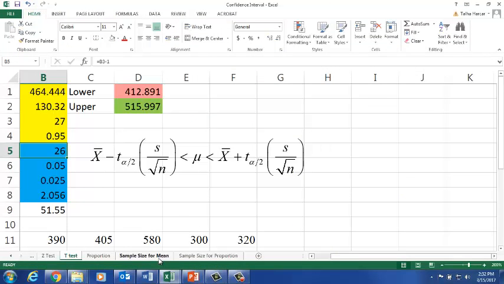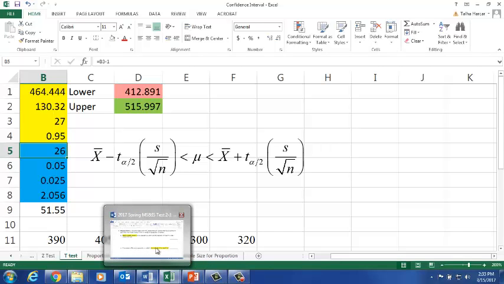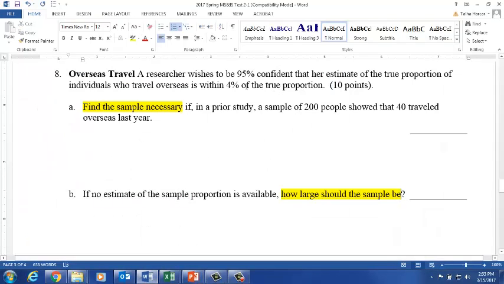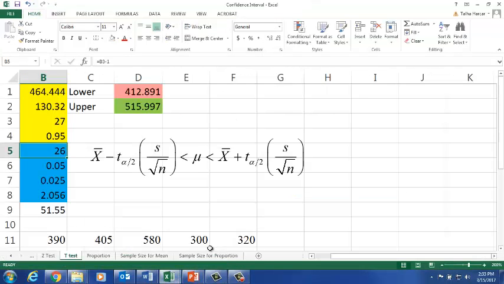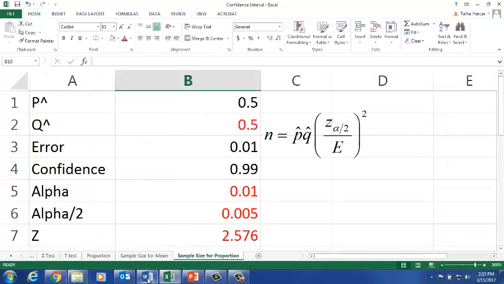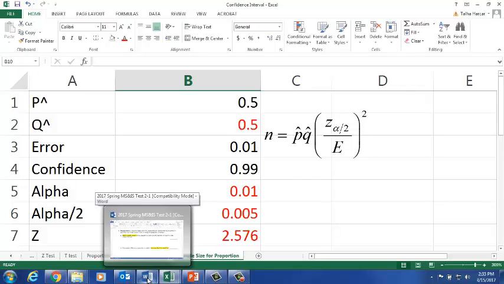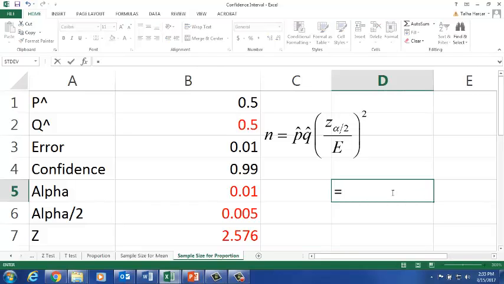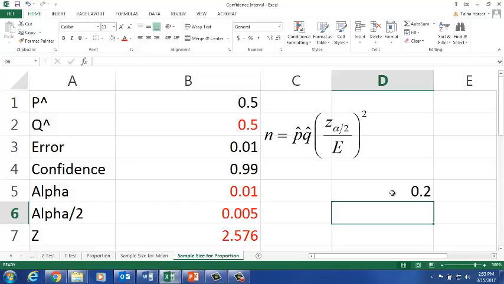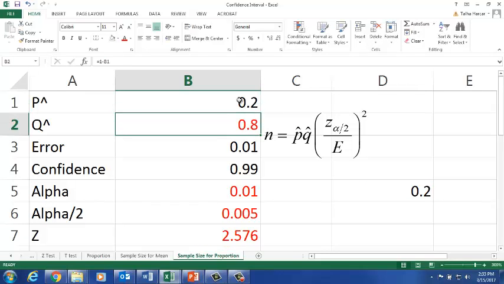We are looking for sample size for mean or sample size for proportion. If we take a look at our problem one more time, this is the true proportion. So obviously we need to use the second formula, sample size for proportion. For the first problem, 200 people were surveyed and 40 traveled overseas. So I take 40 over 200, which is 20% of people who travel. I just need to use 20% here, and automatically 80% will go there. I see some people put 40 here, but that doesn't work. It should be p-hat, the sample proportion.